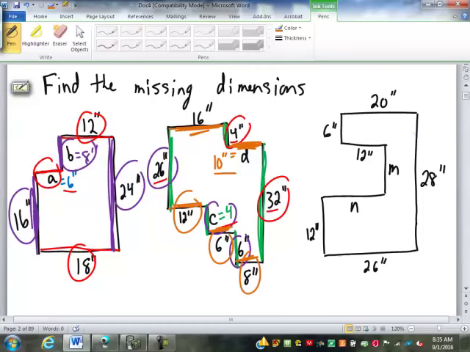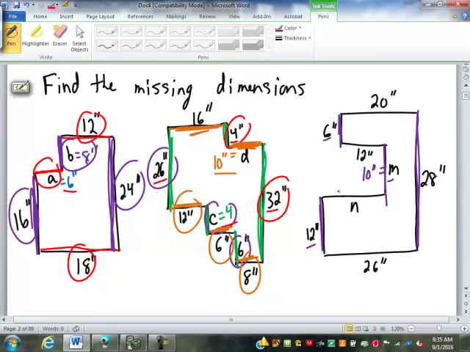The third one here, finding M, is about the same type of problem. What do you get for M? 10. Perfect. Same thing. Vertical dimension. We look at the other verticals, and we see that these three, the 12, 6, and the M, have to add up to the 28. So we subtract it down to 10.